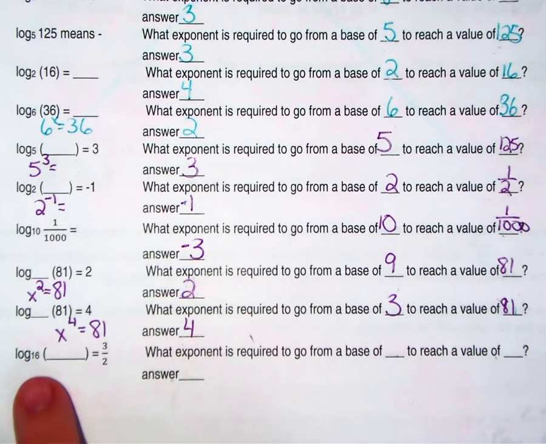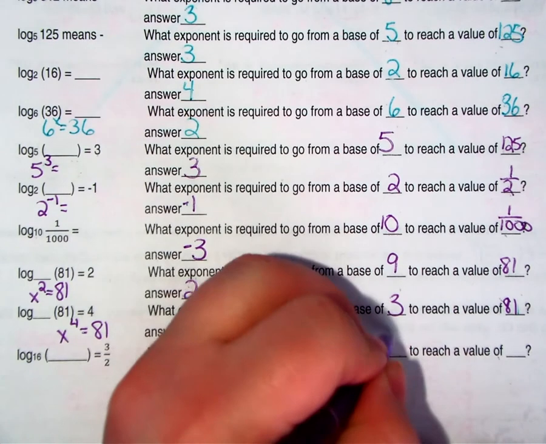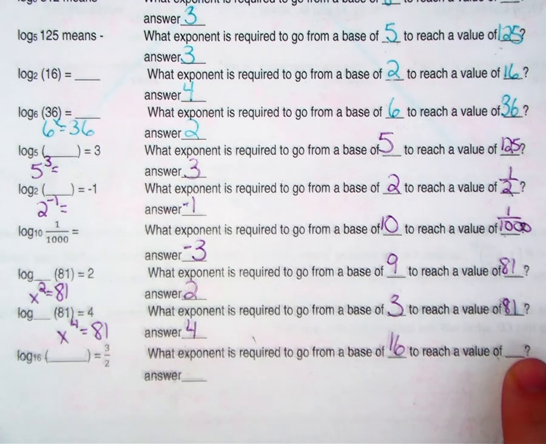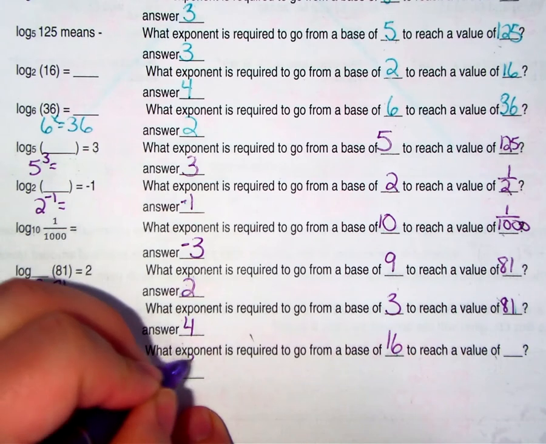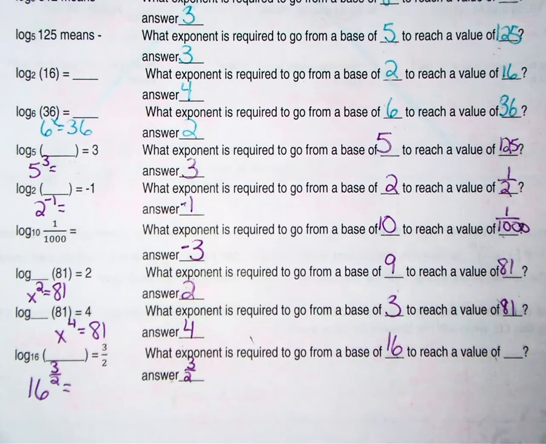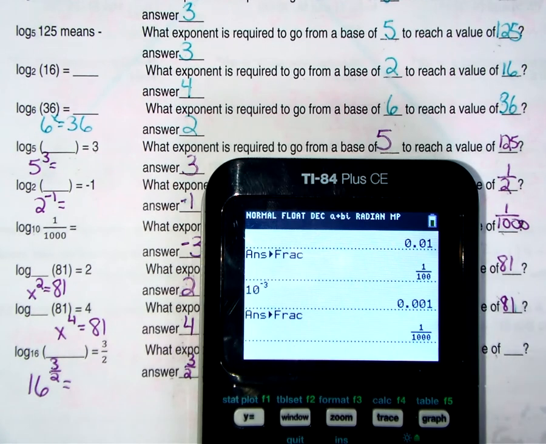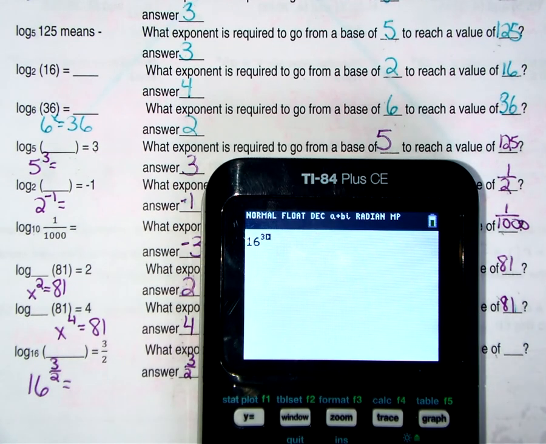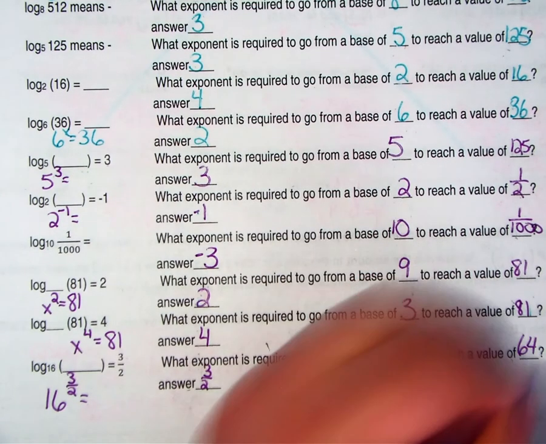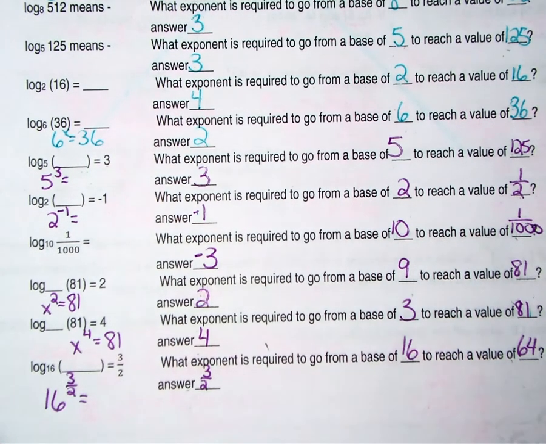This time, what exponent's required to get from 16 to get to, it didn't tell me, but the answer is 3/2. So it said 16 to the 3/2 equals, well, you got a calculator for that. 16 to the 3/2, 64. Okay, so that's working on just being able to understand what a log is.